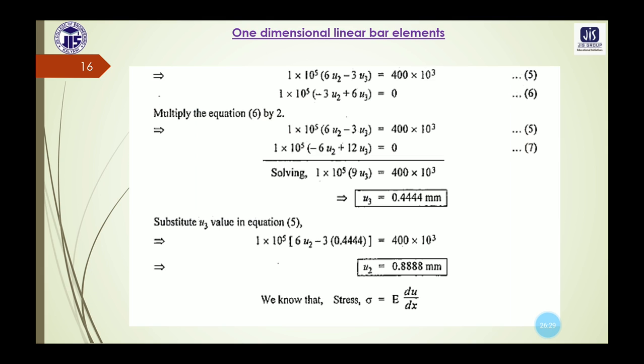Now if we put this value of u3 in any of the earlier equations 5 or 6, we will be able to calculate the value of u2, that is the nodal displacement at node 2, which we are getting as 0.88 millimeter. So all four displacements we have calculated: u2 and u3 here, and u1 and u4 are actually 0 because the surfaces at these points are attached.